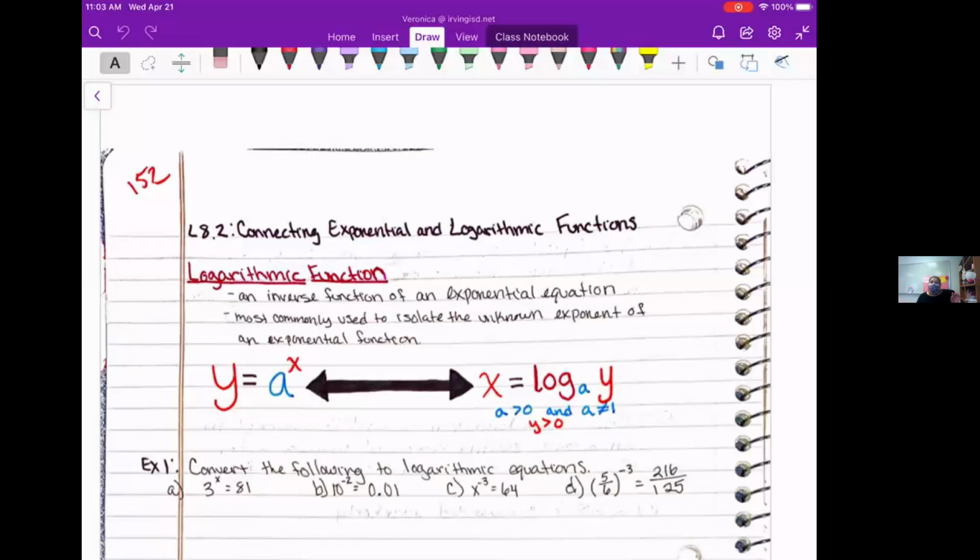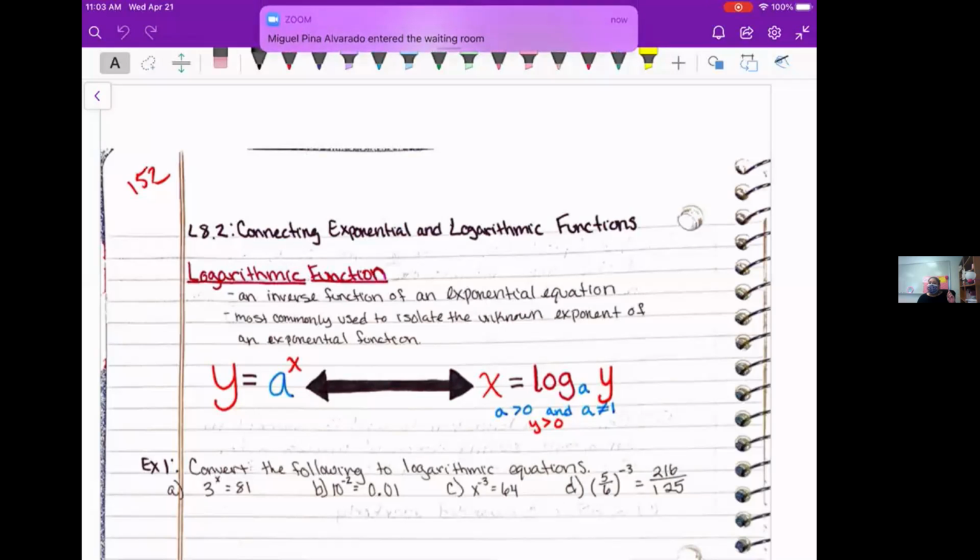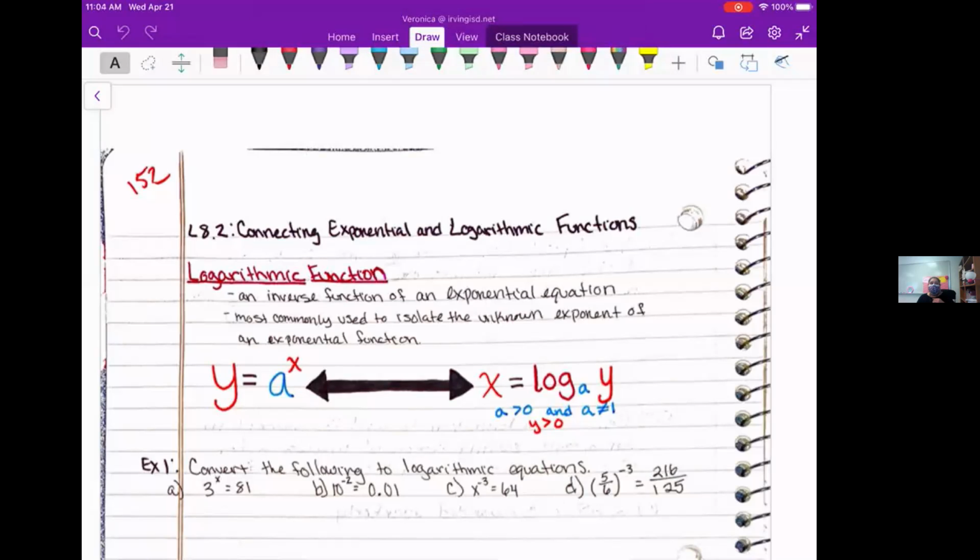Lesson 8.1 was exponential functions, right? So lesson 8.2 is kind of connecting lesson 8.1 with what we're about to do. Basically, we're going to be talking about the inverse of an exponential function. We know how the inverse of x squared is a square root, and we did inverse functions a while back, where we just switch whatever. So the inverse of an exponential is a logarithmic function, okay?